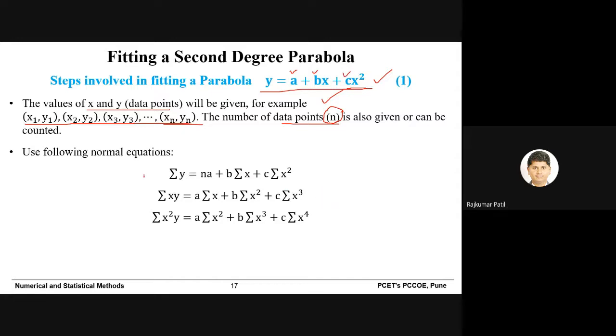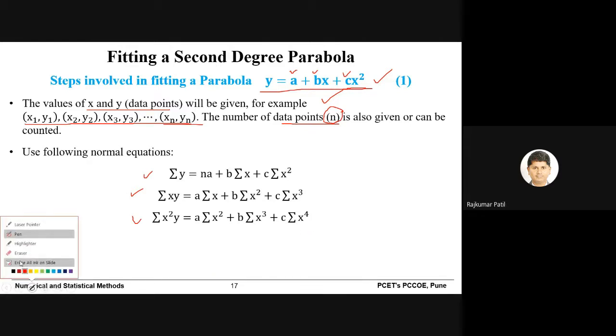The first normal equation is summation y is equal to na plus b summation x plus c summation x square. The second normal equation is summation xy is equal to a summation x plus b summation x square plus c summation x cube. And the third equation is summation x square y, which is equal to a summation x square plus b summation x cube plus c summation x raised to 4.